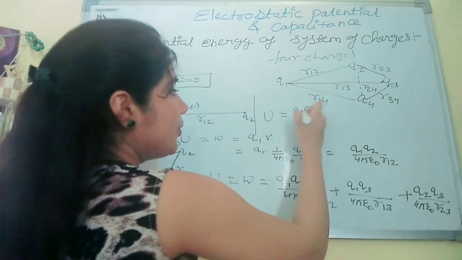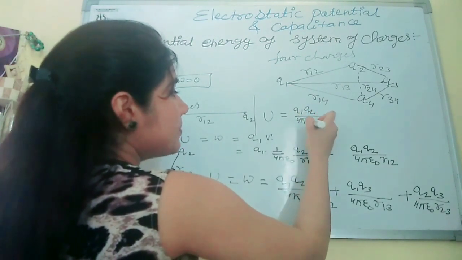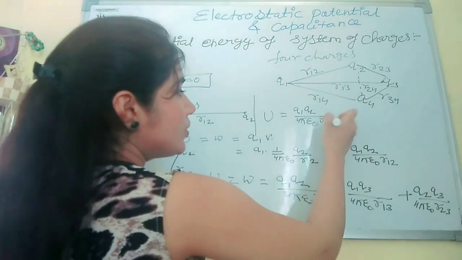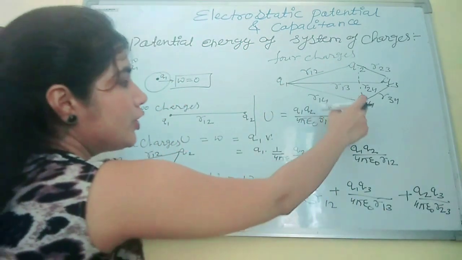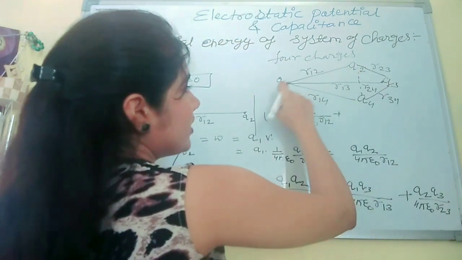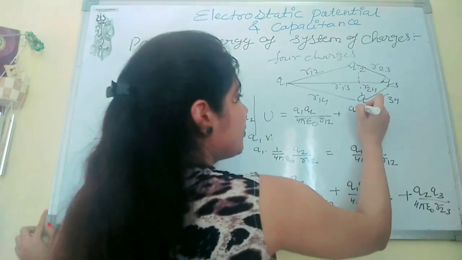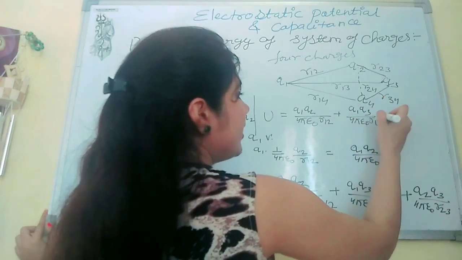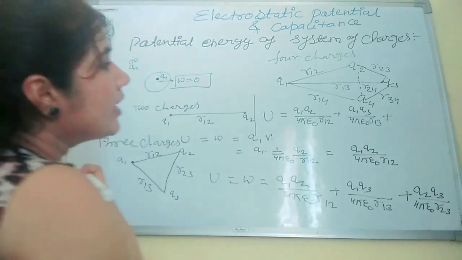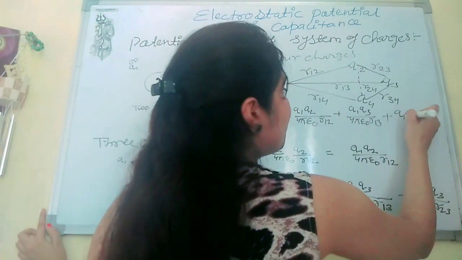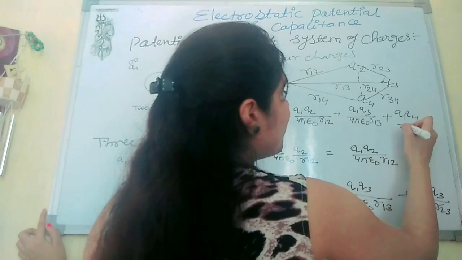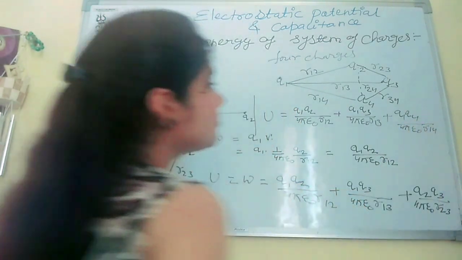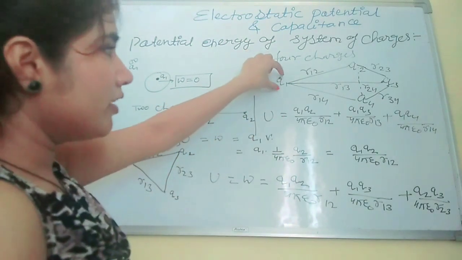Now we will find the expression because of this, that will be Q1 into Q2 upon 4 pi epsilon naught, the distance is R12, plus Q1 Q3 upon 4 pi epsilon naught R13. The distance is R13. Now Q1 Q4 upon 4 pi epsilon naught R14. Okay, in this point we have taken.